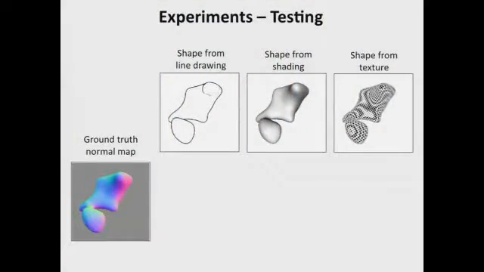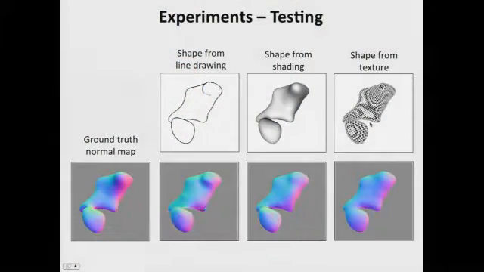And now, let's put it to the test. So we've got this ground truth. We've got a new picture, a new shape that the system has never seen before, and we're going to render it in various ways and see if it can figure out what the shape is.